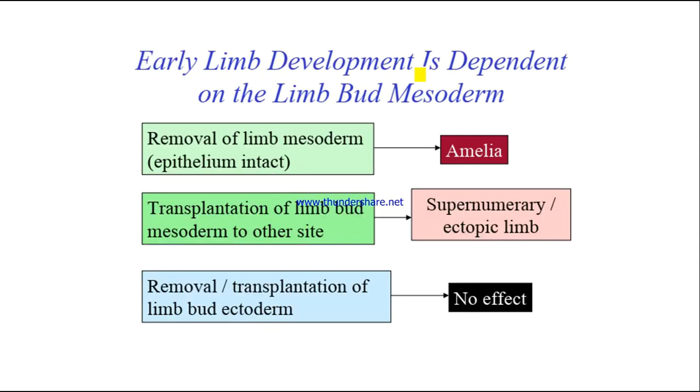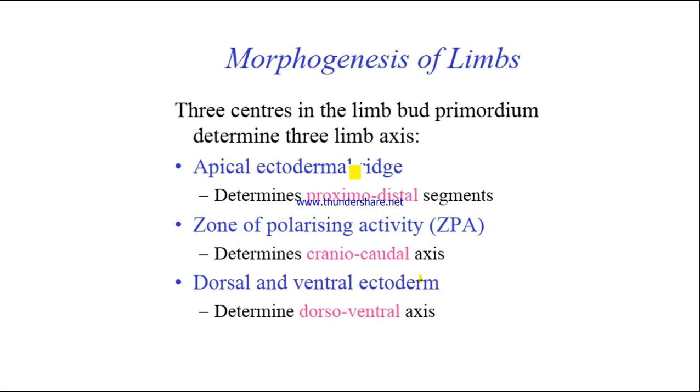Early limb development is dependent on the limb bud mesoderm, and there are a few things that can happen. Removal of the limb mesoderm with the epithelium intact results in amelia. Transplantation of limb bud mesoderm to another site results in a supernumerary ectopic limb. Removal or transplantation of the limb bud ectoderm has no effect whatsoever. We'll look at that a little more as we continue.